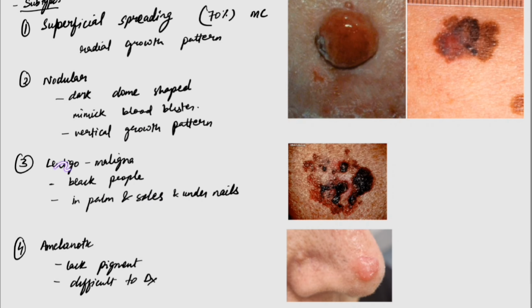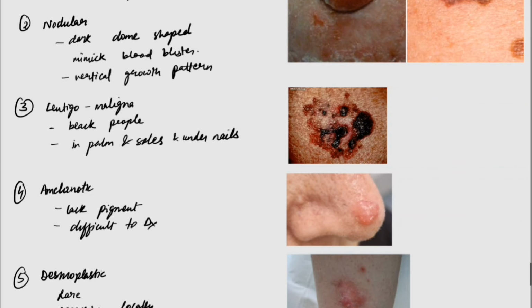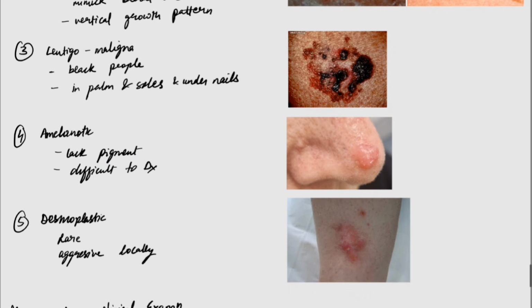The third is the lentigo maligna. It is black, more common in black persons, Fitzpatrick 5th, 6th skin subtypes. They are more common in palms and soles and under nails. Coming to the amelanotic subtype, which lacks pigment and is very difficult to diagnose. The fifth type is desmoplastic, which is very rare and is locally aggressive.